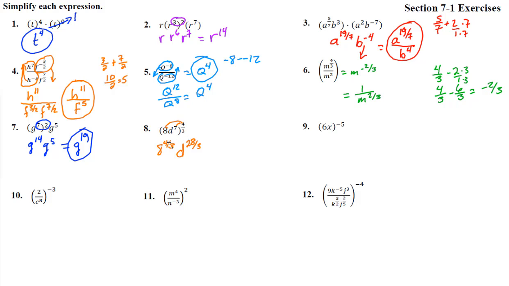This is one we can evaluate. So this is the cube root of 8 to the 4th power. So remember, this is a root and a power. So the cube root of 8 is 2. So this is 2 to the 4th power, times d to the 28/3, equals 16 d to the 28/3 power.